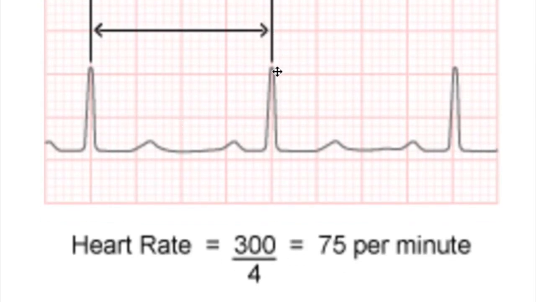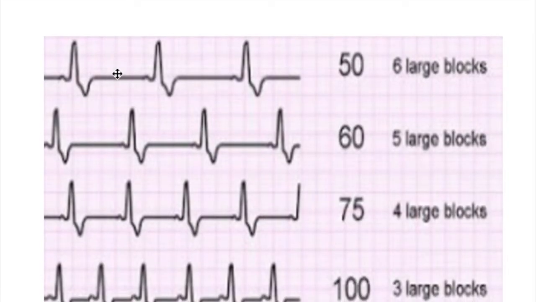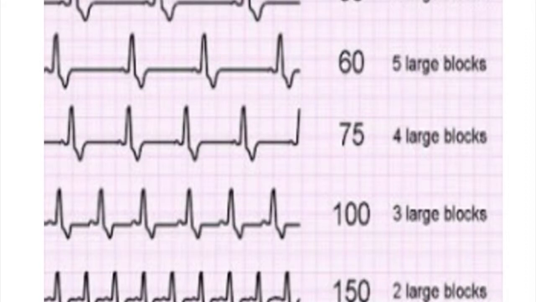So if this RR distance is reduced to 3 boxes, 2 boxes or 1 box, what will be the rate? Let's see. If the RR distance goes down to 1 box, then the rate is 300, 300 divided by 1. If the RR distance is 2 boxes, then the rate is 150. If the RR distance is 3 boxes, the rate is 100. And if the RR distance is 6 boxes, the rate is 350, sorry. So 300 divided by 6, the rate becomes 50.